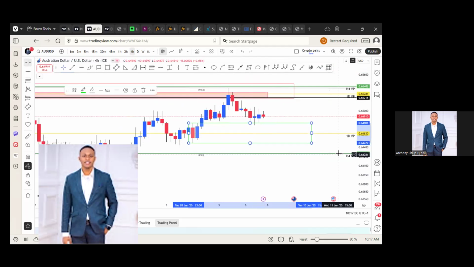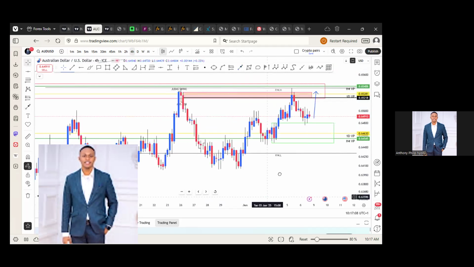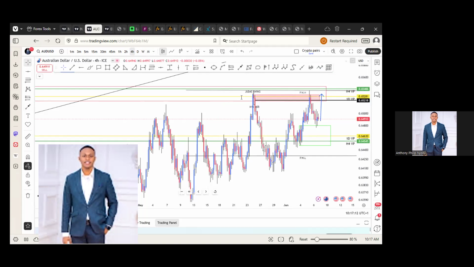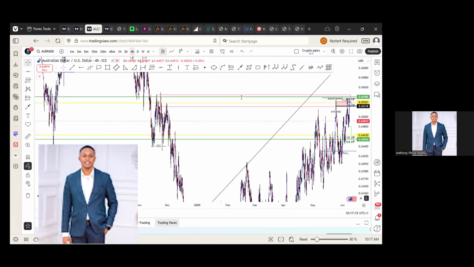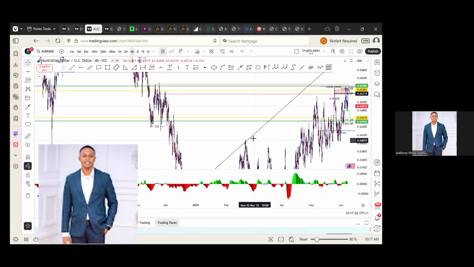From here now, I anticipate that AUD should buy from here. But we need to be very, very mindful of it, because if the market chooses to drop, if AUD chooses to drop against the dollar, that drop is going to be very massive.